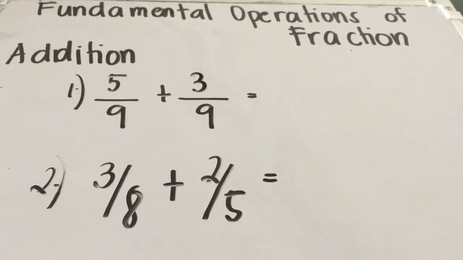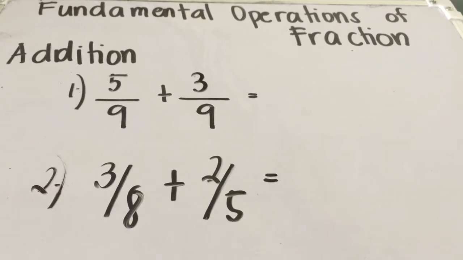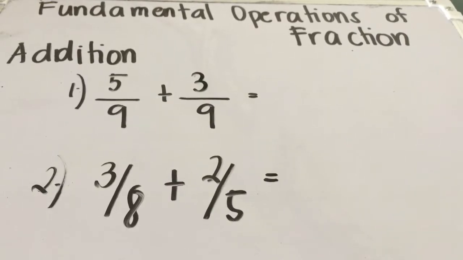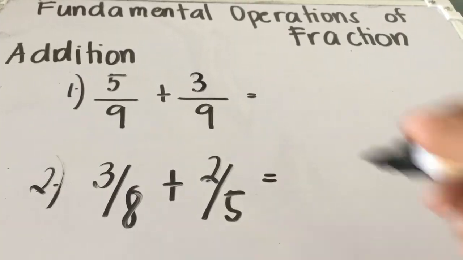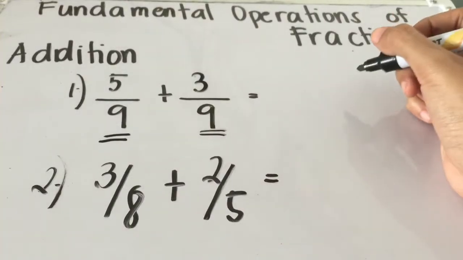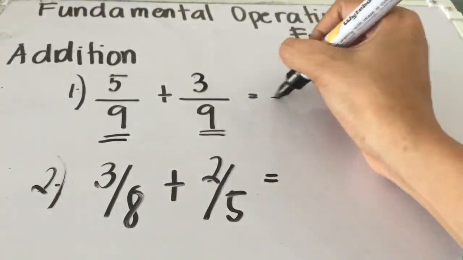Now, we have the fundamental operations on fractions. We have addition, subtraction, multiplication, and division. So first, we will have our addition. In number 1 example, 5/9 plus 3/9. As you can see, we have the same denominator. It has the same denominator, so we have no problem. It's easy to add because it's just like this.